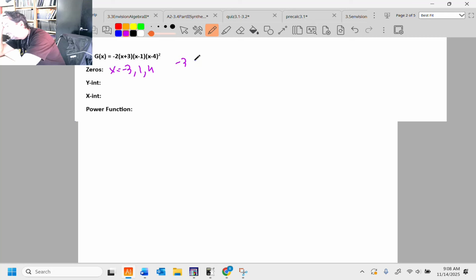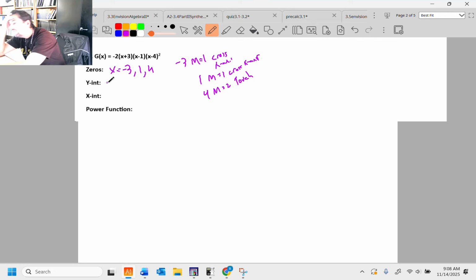Now, the negative 3 has a multiplicity of 1. We cross the x-axis. The 1 has a multiplicity of 1. We also cross the x-axis. And then the 4 has a multiplicity of 2. We touch. Your y-intercept is found by letting x be 0.